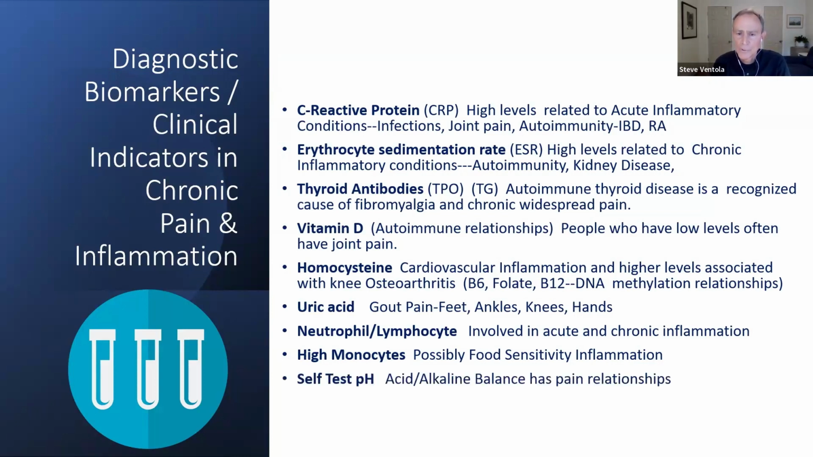Self-test pH. Now, a simple little test you can do for yourself is checking your pH, your saliva or your urine pH, and that tells about acid alkaline balance. And if your body is running too acidic, that stimulates what's called your sympathetic nervous system, which can create more acidity in your system. And the higher the acid levels, the more your nerves may be irritated, which have a relationship with the pain you may be having.